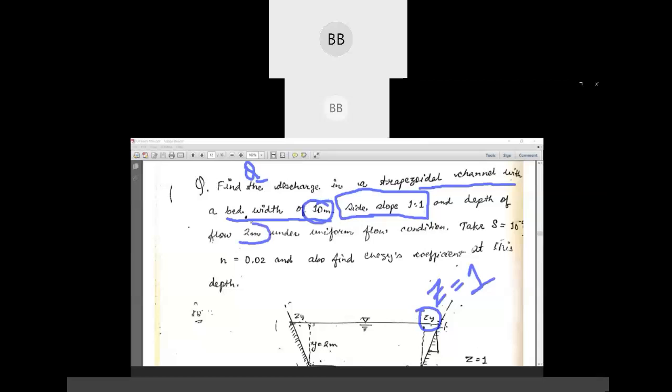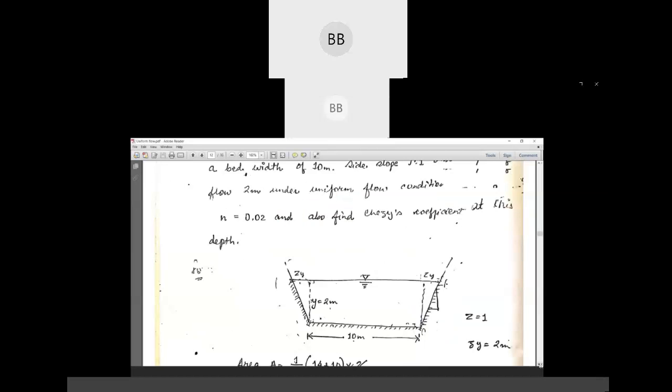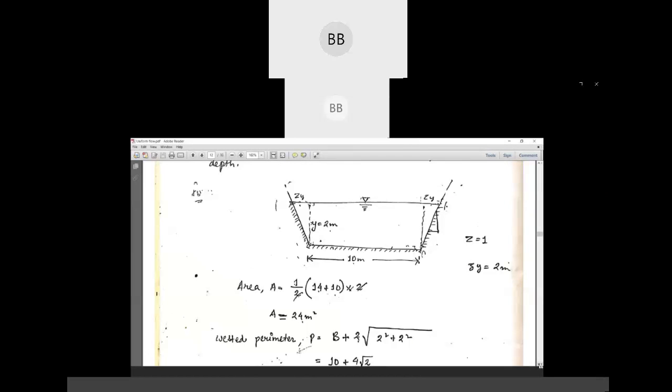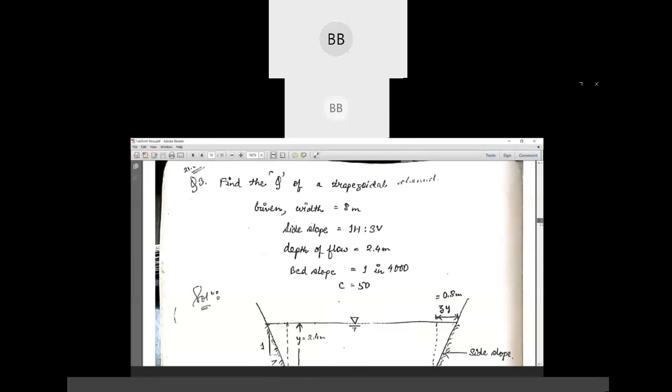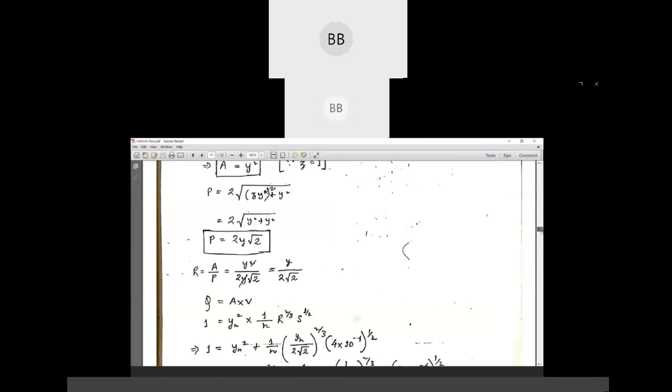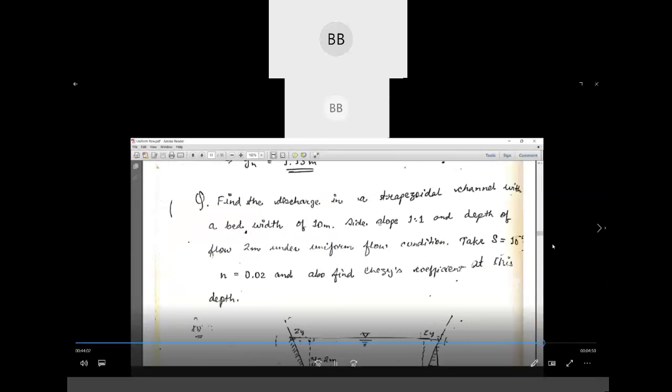Depth of flow is given 2 meter. Slope is given. Slope is not visible here. Let me see. Okay, slope is nothing but 10 to the power minus 4. Slope is also given, it's 10 to the power minus 4.